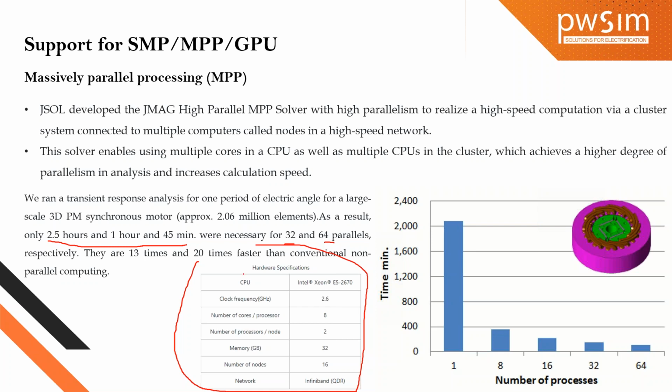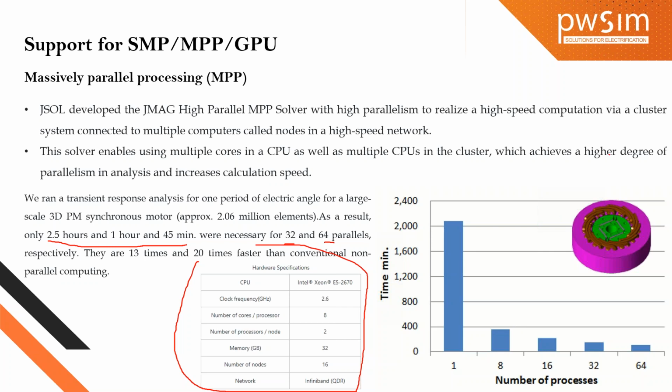So this is the graph which shows the time in minutes and the number of processors. We have used up to 64. For one, it took 2000 minutes. For 8 cores, it took just around 380 minutes. For 16, around 200. For 32 and 64, like this, the speed of the solver has been increasing with increasing the number of processors.